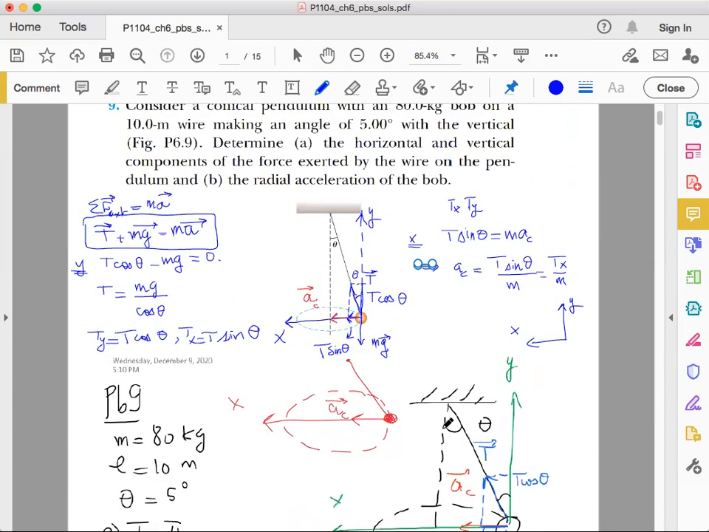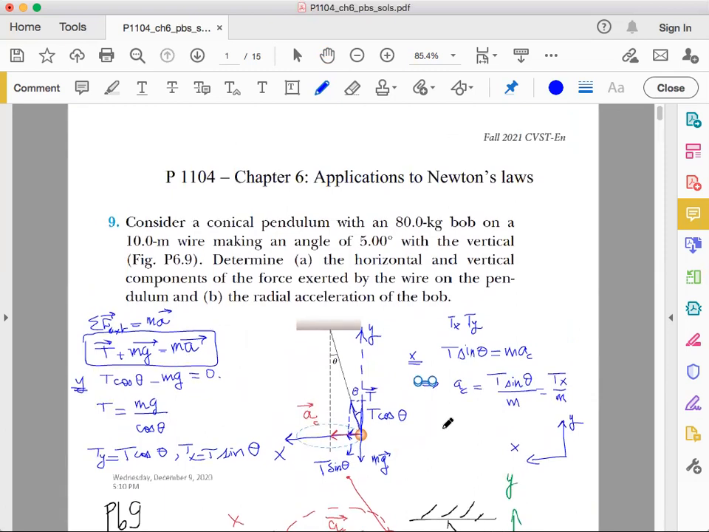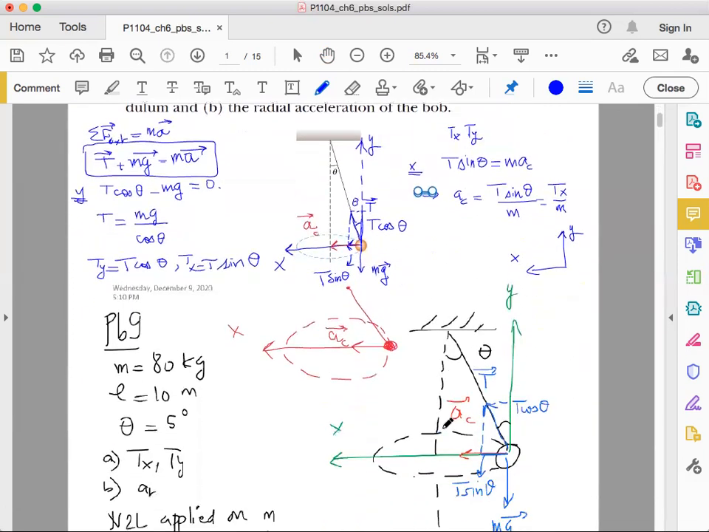So this is the way we solve such problems. We used Newton's second law to access both the magnitude of the force we required to evaluate, which is the tension in this case, and the acceleration, in particular the radial acceleration of the bulb. So that's it for this problem.